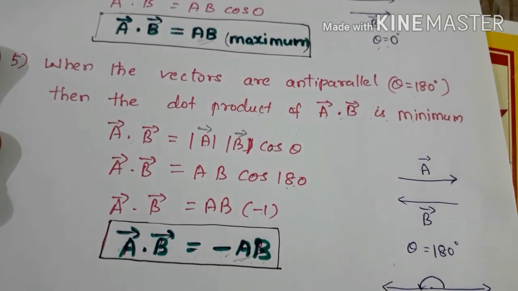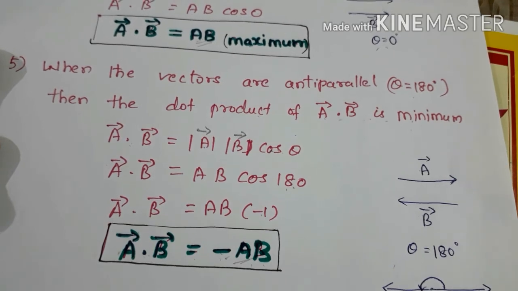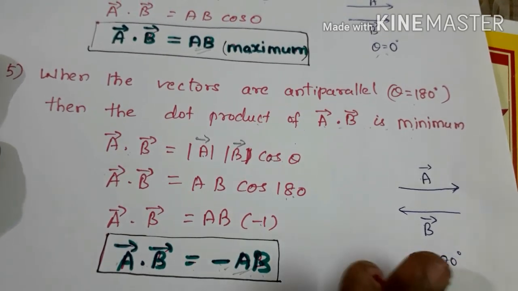So far we have discussed 5 properties. The next 5 properties we will discuss in the next video, children.